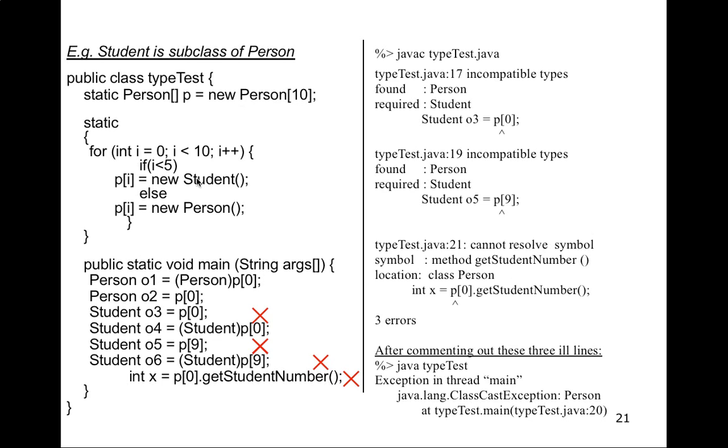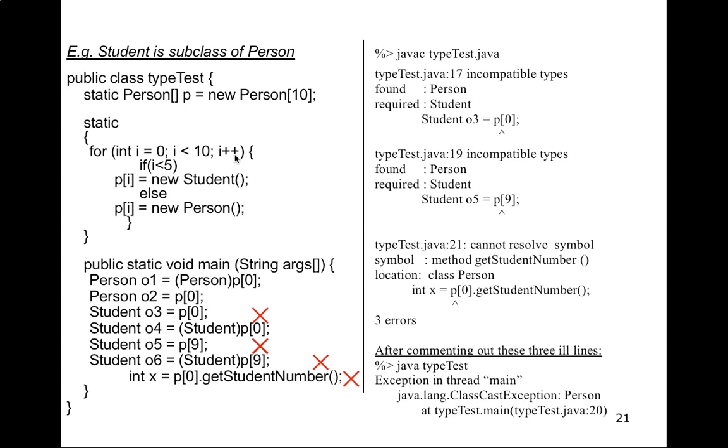And in here, what are we doing? We're saying we have new person and we have new student. And this is from our previous example. And what we've done here is we've taken this person P array, and we're putting some students and people in them. So we're mixing and matching actually in the same array.